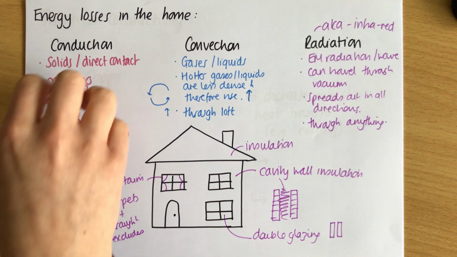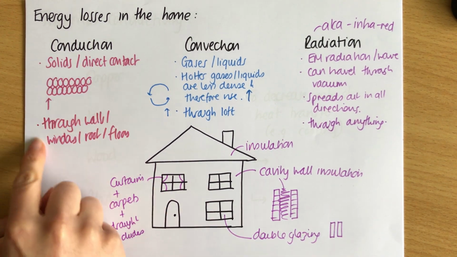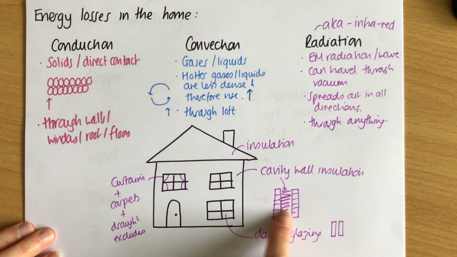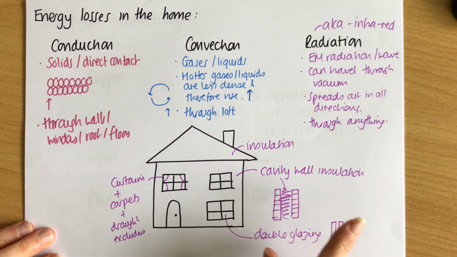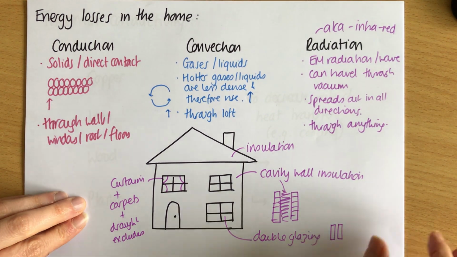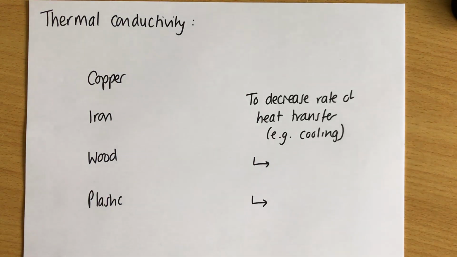So I said we were going to concentrate mainly on conduction and about how we can decrease this energy loss through the walls, through the windows, through the roof, through the floor. And examples are here: cavity wall insulation and double glazing. And they work for a reason. They work because they reduce the thermal conductivity of your house.